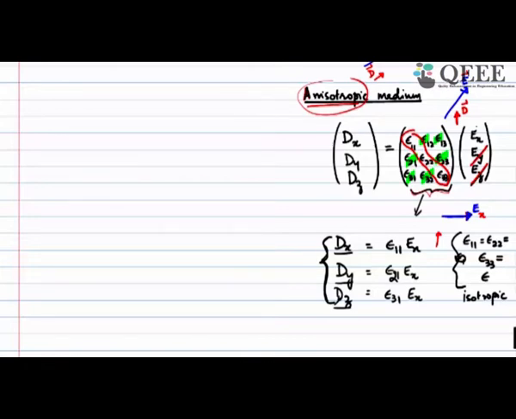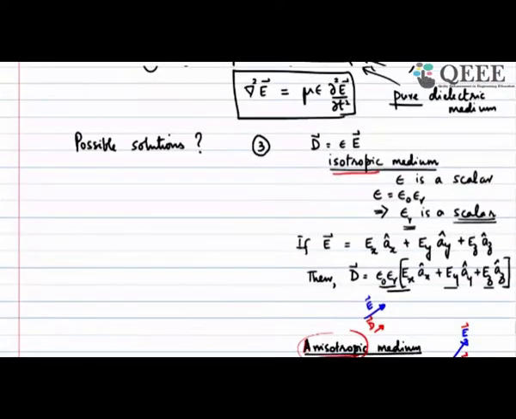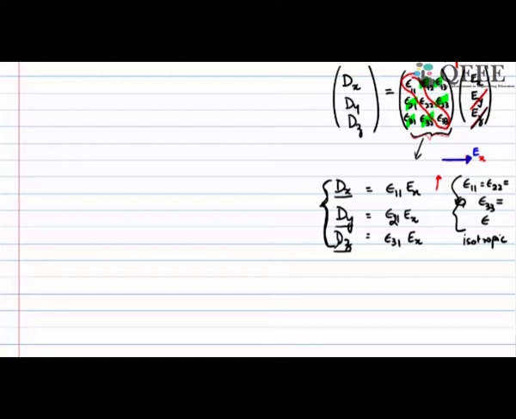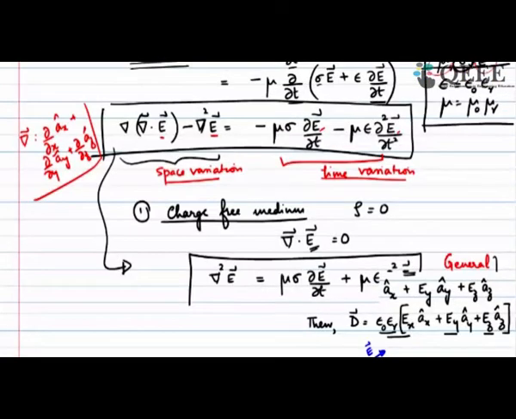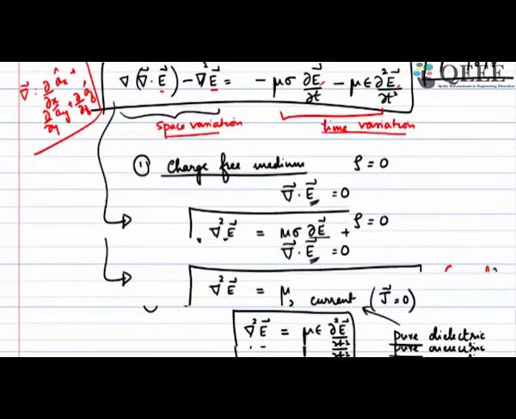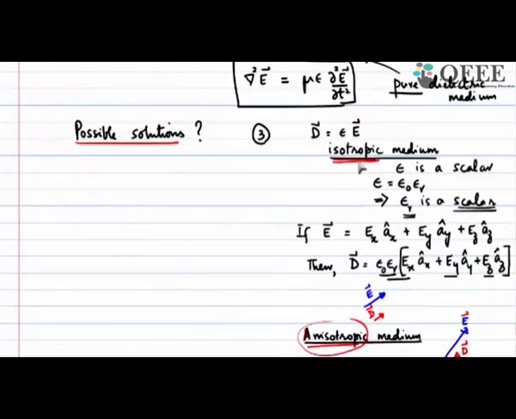The point we are making is that when we talk about possible solutions, we are considering only isotropic medium, which means we are not considering the case where Dx, Dy, Dz are all dependent on Ex. In our assumption, Dx is related to Ex only; these other relations are not there. It does not mean that Maxwell's equations are not true for an anisotropic medium. Maxwell's equations are true for any kind of medium, but our discussion is limited to isotropic medium. So that is the third subtle assumption we are making.